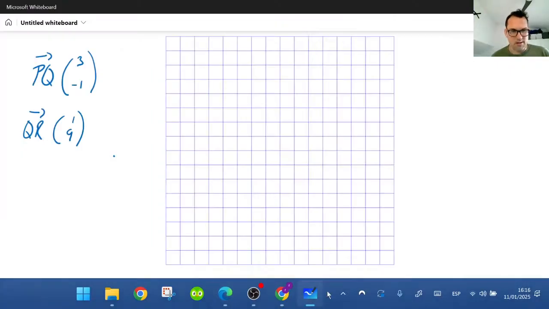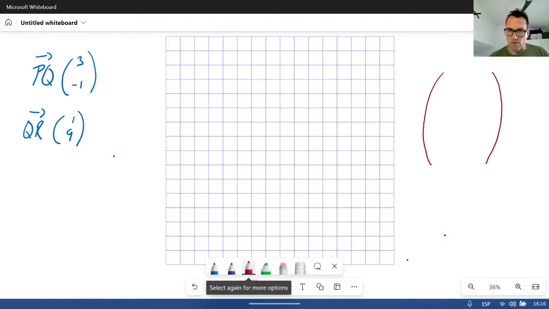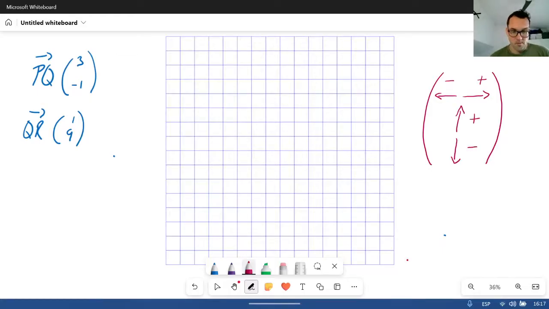Yes. So what does that mean? Okay, remember with column vectors, let's put this in red. You have a number at the top and a number at the bottom. The number at the top tells you how many squares to go left or right. If it's positive, you go right, of course. Negative, you go left. The number at the bottom tells you how many squares to go up or down. If it's positive, you go up, of course. Negative, you go down. So, let's first do PQ.